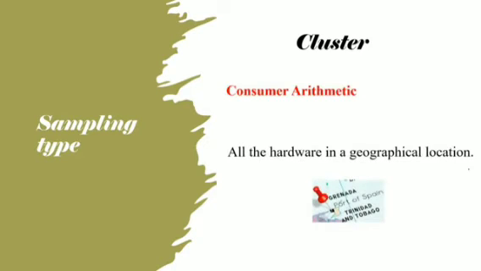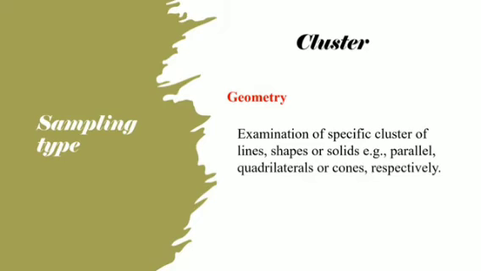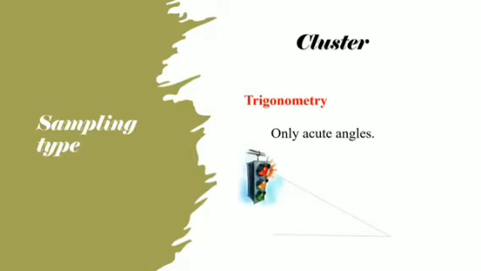Looking now at cluster sampling, for consumer arithmetic, cluster sampling would mean the selection of samples within a particular geographical location. For geometry, cluster sampling would mean samples drawn from a collection of lines, shapes, and solids that are of the same family. Example, parallel lines, quadrilaterals, cones, as the case may be. For trigonometry, cluster sampling would be samples that may be drawn from a particular family. For example, the family of acute angles.